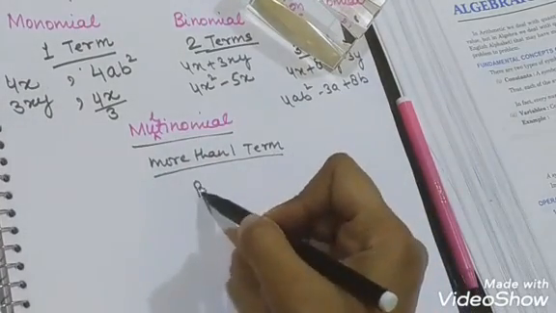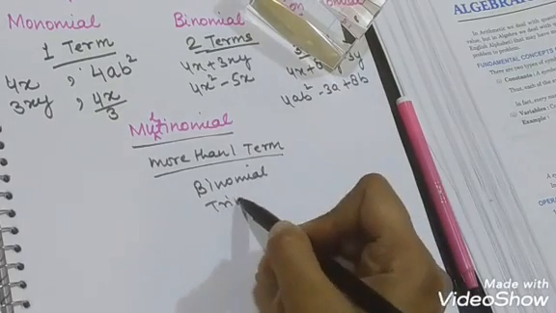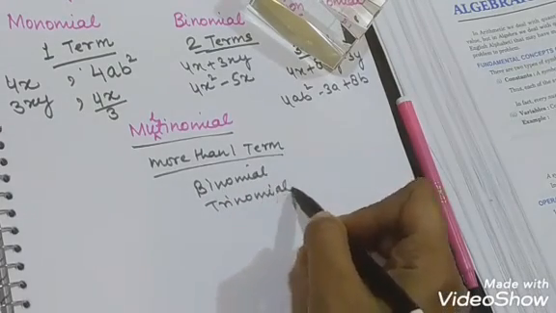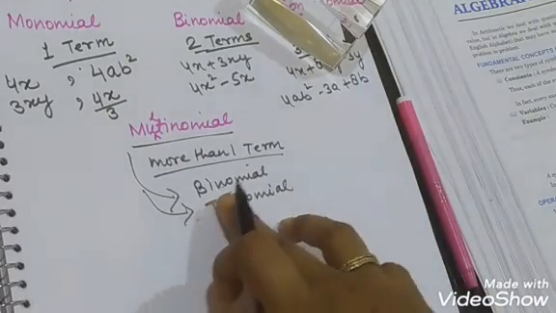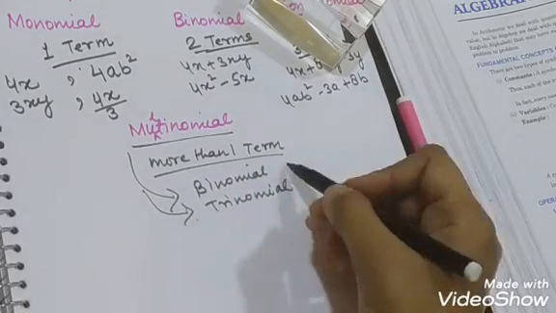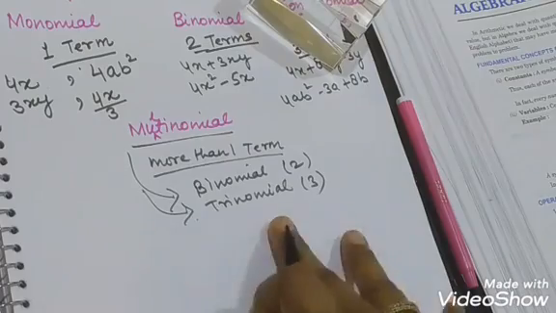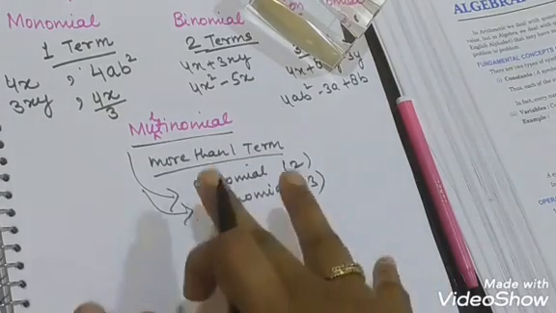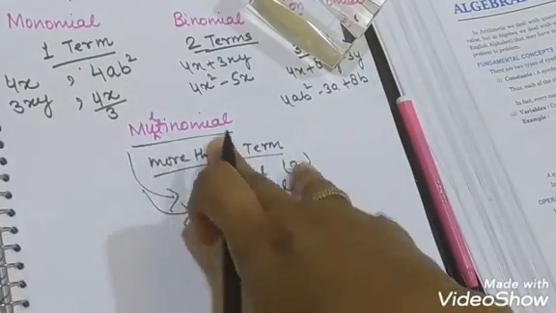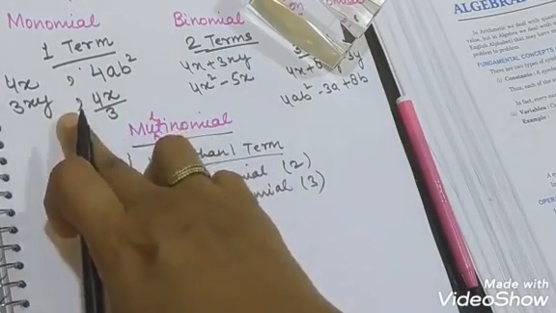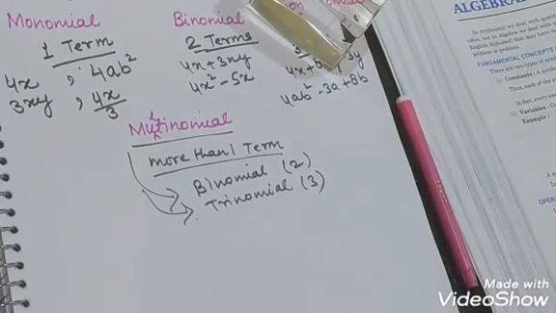So in fact, binomial and trinomial both come under multinomial because they have more than one term. Binomial has two terms and trinomial has three terms. So an algebraic expression which has more than one term is called multinomial. So monomial is not a multinomial because it has only one term, but binomial and trinomial come under multinomial.